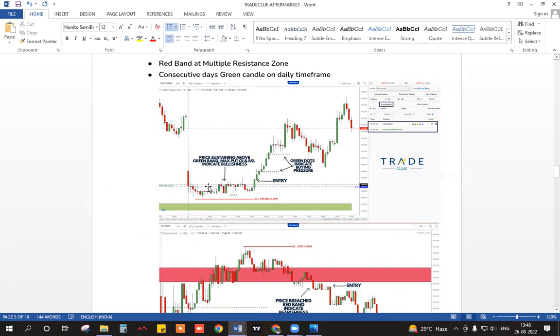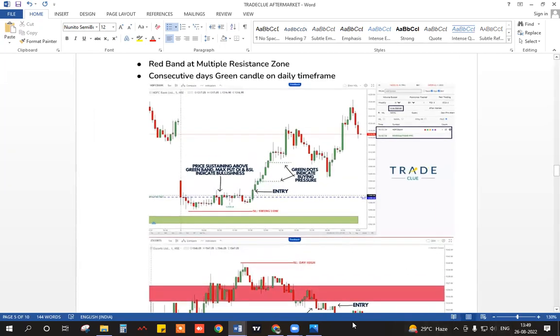Now see, this is a double top kind of a pattern on our green band zone. It sustains and then it gives me a breakout. You can keep your SL below the swing low. So this is how you need to keep it. During the day, we selected certain stocks from the aftermarket analysis, and then we are just planning to execute our trades as per your execution pattern.